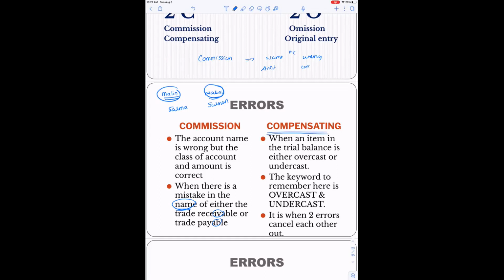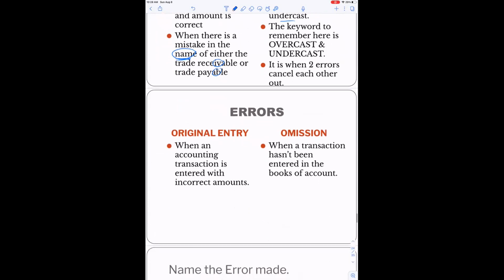Compensating errors is normally when a trial balance is either overcast or undercast. So whenever there is a word overcast and undercast, it is a compensating error. The errors which cancel out against each other are compensating errors. 2 C's. Now let's talk about 2 O's.